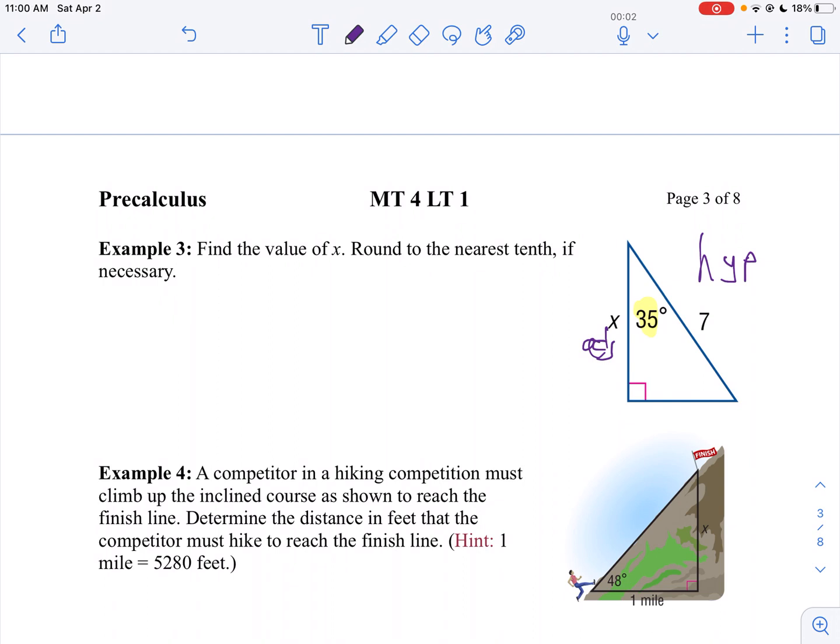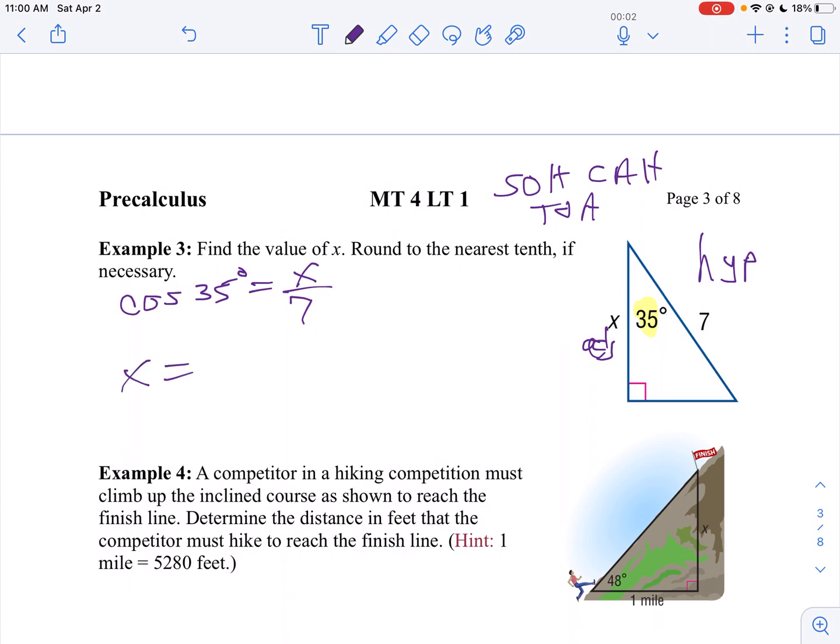So when I think of which functions am I going to use, now I'm probably not going to use my reciprocal functions here unless I have to. I'm going to stick with sine, cosine, and tangent because when you actually find the reciprocal, you're actually finding each of those. So I'm going to use adjacent hypotenuse. So I'm going to say, oh, the cosine of 35 degrees equals my adjacent, which is x, over my hypotenuse, which is 7. Notice we multiply both sides by 7.